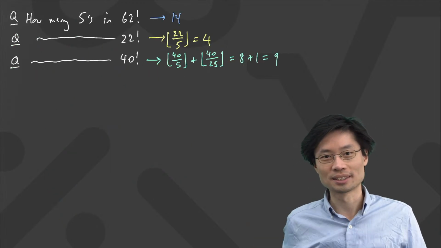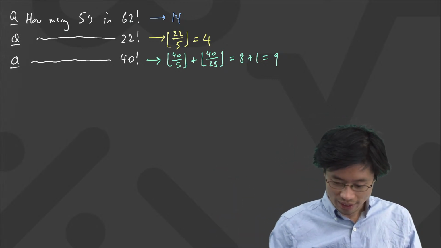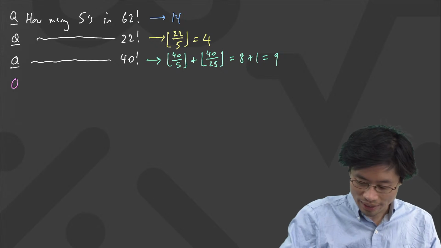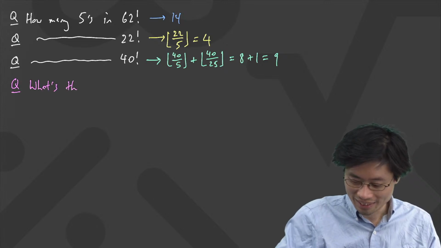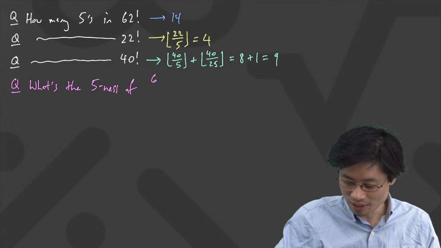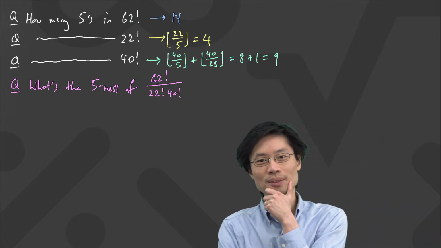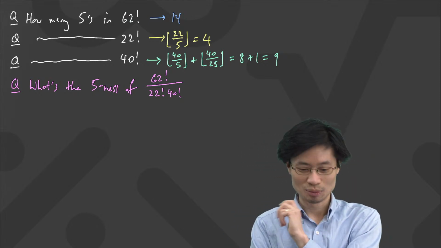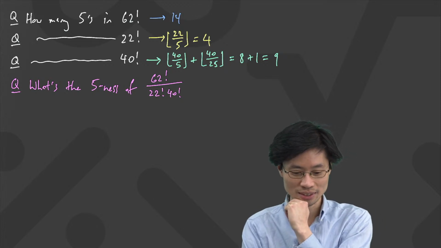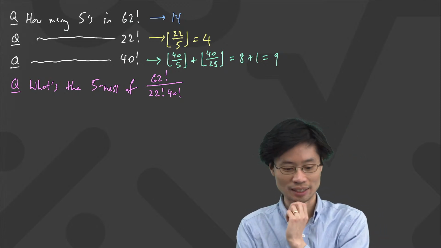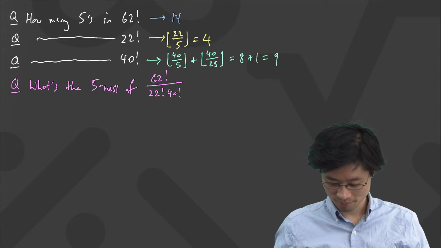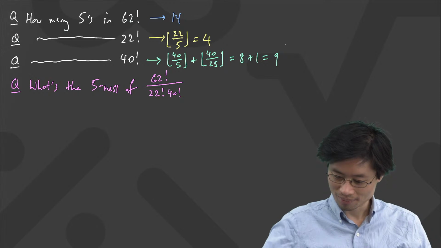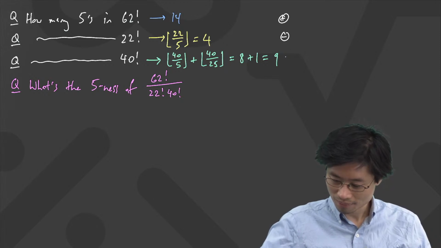Okay. What's the punchline from this? So now I know how many 5s there are in 62 factorial, in 22 factorial, and 40 factorial. So then the question is, what's the 5-ness? That's not really a word, but I think you know what I mean. What's the 5-ness of 62 factorial over 22 factorial, 40 factorial? We know that there's 14 5s in 62 factorial, and 4 5s in 22 factorial, and 9 5s in 40 factorial. Advait. Well, you can just add the 5-ness of the 22 and 40 and subtract from the 5-ness of the 62 to get that there's 1 power of 5 remaining at the end of the day.